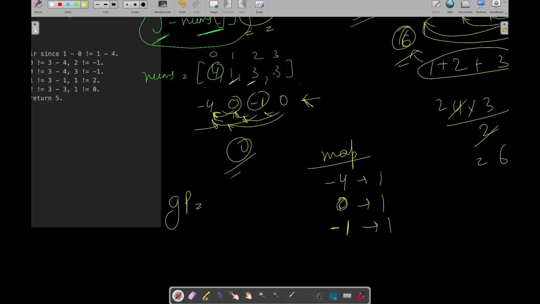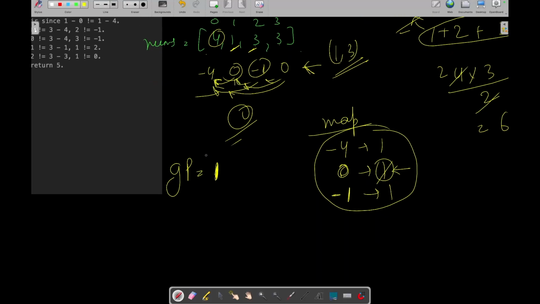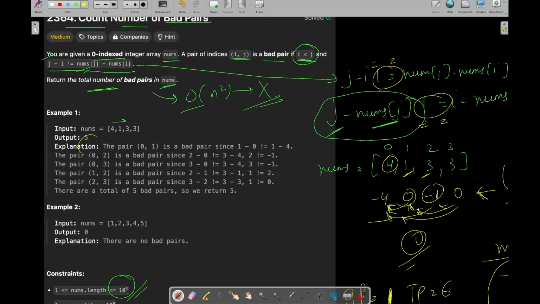Now for 3 minus 3, 0. We will check whether 0 exists in the map. Yeah, 0 exists in the map, that is 1 time. So we will simply add 1 to our good pairs and increment its frequency, because 3 and 1, or we can say 1 and 3, can form a good pair, right? So we have got our good pair, 1, with the help of this map, and the total number of pairs was 6. So total number of pairs minus good pairs, that is 6 minus 1, 5 will be our answer, right?